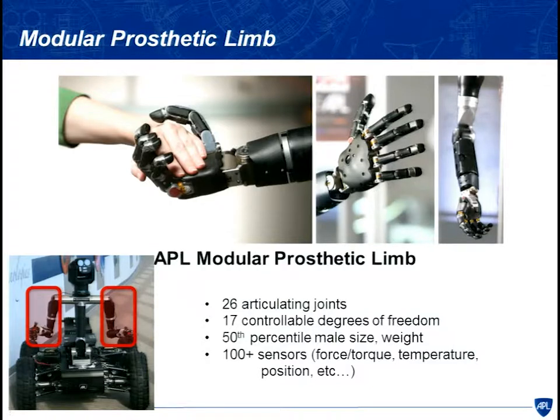It also has human-like dexterity. It also has over 100 sensors throughout the hand for anything between force and voltage, position sensing, as well as tactile sensing at the fingertips.